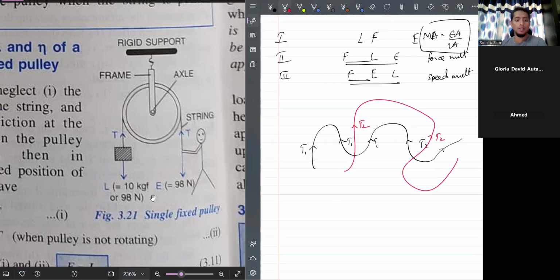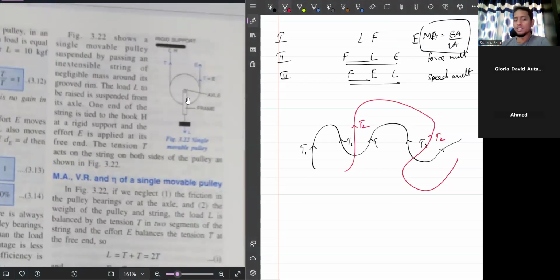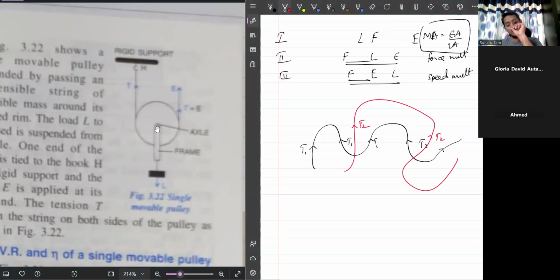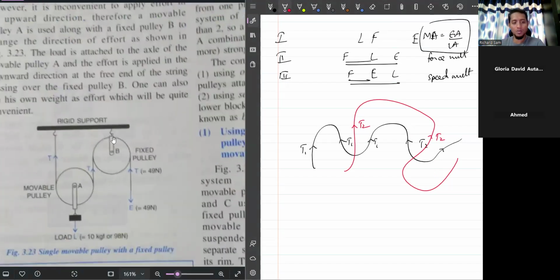All right. So you have a single fixed pulley, then you have a single movable pulley like this. This pulley has a velocity ratio of 2, which means you can lift 2 times the load. Only thing, the rope has to be pulled twice the distance. To lift something up by 10 meters, you have to pull 20 meters of rope. Now you use them in combination: one fixed to change the direction, and the movable to give that velocity ratio of 2.